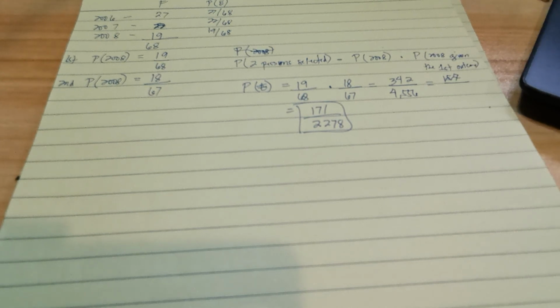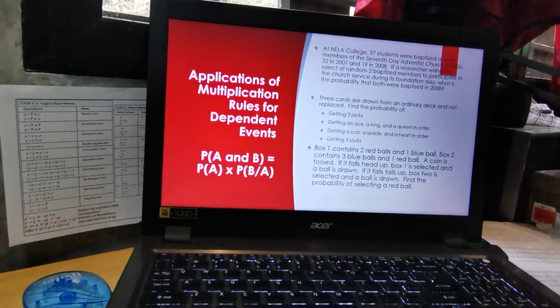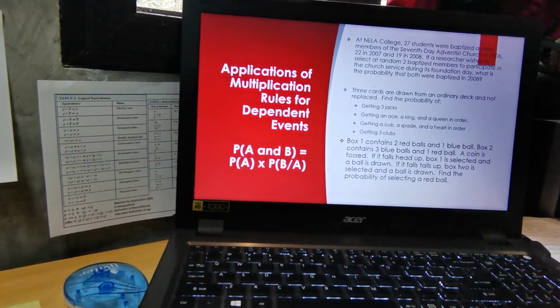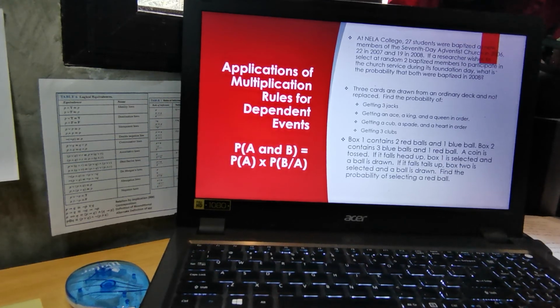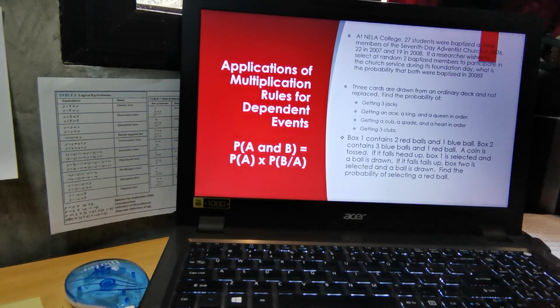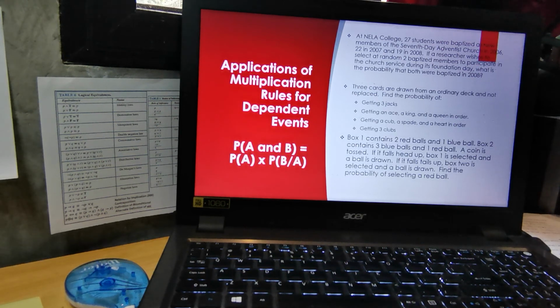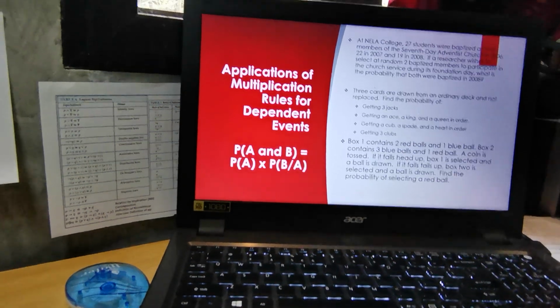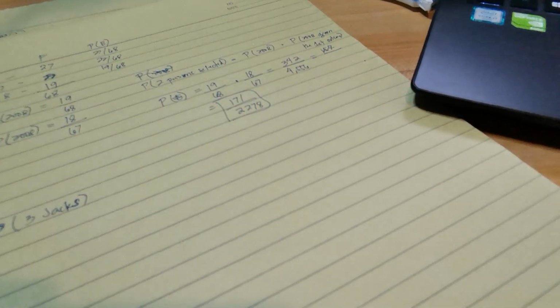Okay? Halimbawa ulit, 3 cards are drawn. Ayun. 3 cards are drawn from an ordinary deck and not replaced. So, hindi siya ibabalik. So, find the probability of getting 3 jacks. Okay? So, 3 jacks daw ang kailangan natin. So, the probability of getting 3 jacks. So, tatlo yung selection natin this time. Tatlo yung events natin. First event, getting a 1 jack. And then second event, another jack. And third, and then, ayun, tatlong jacks. Okay? So, tignan natin.